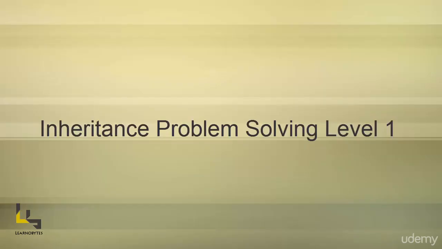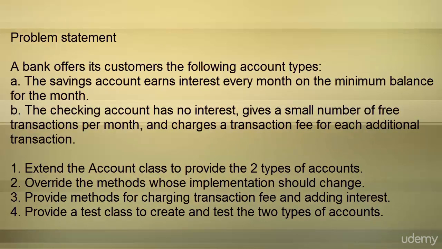Inheritance Problem Solving Level 1. Here is a problem statement. A bank offers its customers the following account types. The savings account earns interest every month on the minimum balance for the month. The checking account has no interest, gives a small number of free transactions per month, and charges a transaction fee for each additional transaction. Extend the account class to provide the two types of accounts.